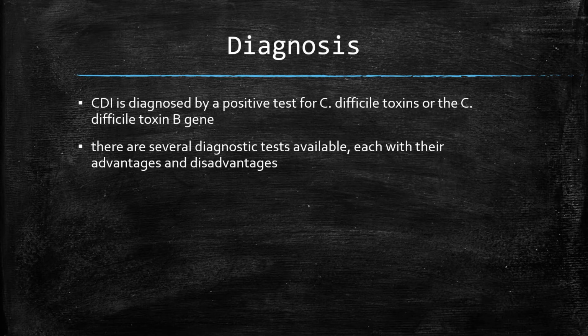C. difficile infection is diagnosed by testing for C. difficile toxins or for the C. difficile toxin B gene. There are several different tests available, each with their own advantages and disadvantages. We'll go through one approach, but keep in mind different institutions may approach this somewhat differently.